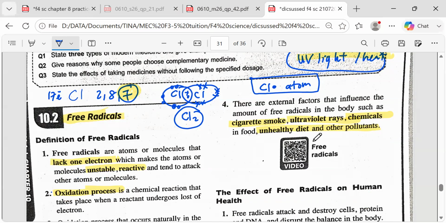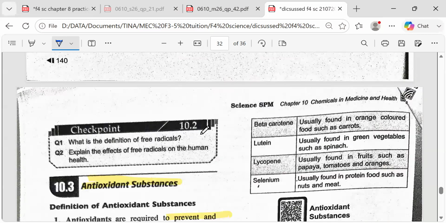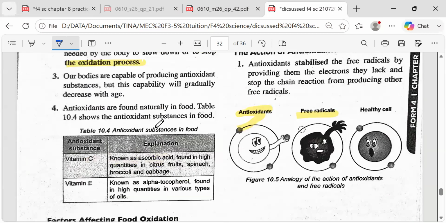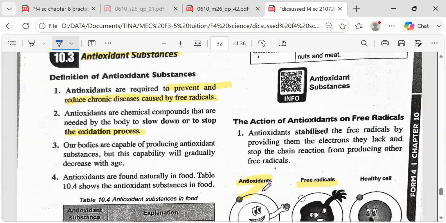So it causes oxidation of our cells. How to prevent it is antioxidant. What is the easiest antioxidant to remember? Vitamin C. Okay, remember? We talked about antioxidants. All right. So antioxidants: vitamin C, vitamin E, beta carotene, lutein, lycopene, selenium. Okay, can? Alright.